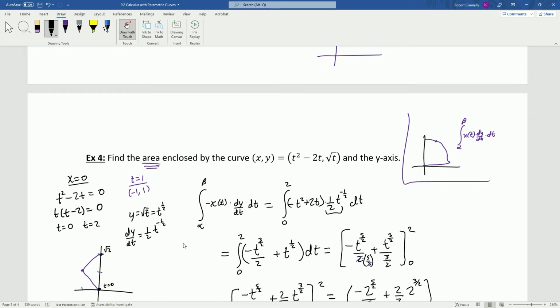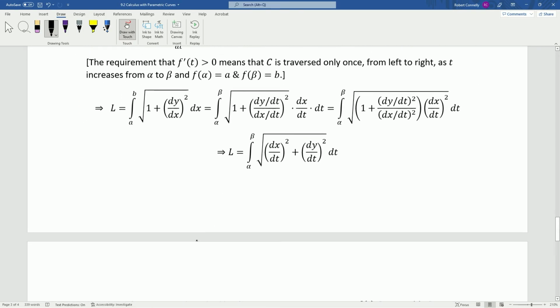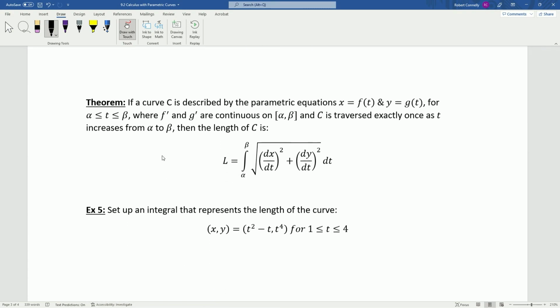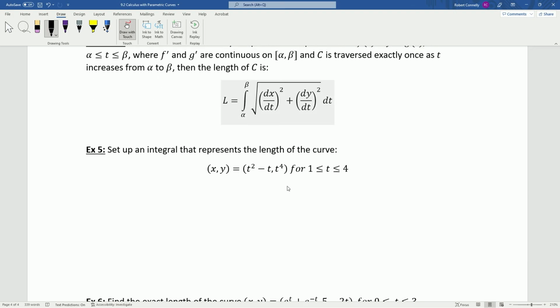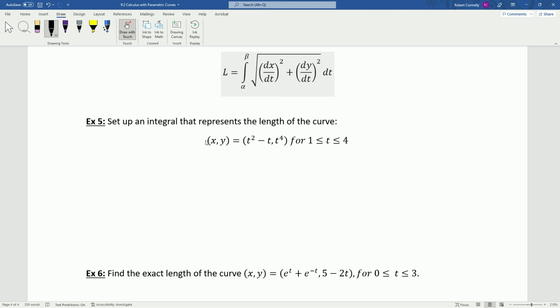So we might have to adjust things a little to fit the theorems that we're working with. So if a curve C is described by the parametric equations x equals f of t and y equals g of t for t between alpha and beta, where f prime and g prime are continuous on the interval from alpha to beta, and C is traversed exactly once as t increases from alpha to beta, then the length of C is L equals this integral from alpha to beta of the square root of (dx/dt) squared plus (dy/dt) squared dt.